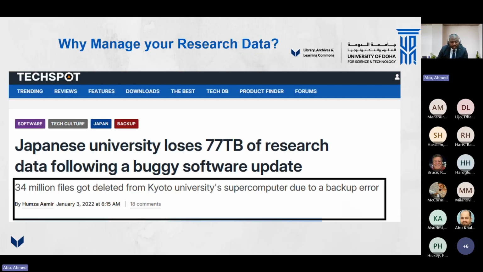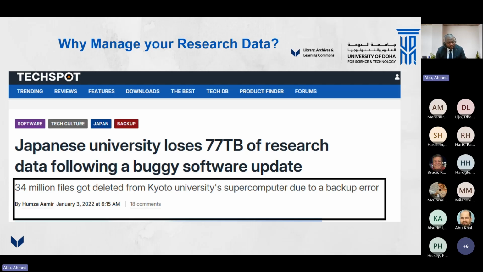You'll be asking, why do I need to share? Why do I need to manage my data? One key reason why you need to manage your data is to avoid the loss of data. An example of a large data set loss incident is that of Kyoto University in Japan. As a result of this, over 34 million files from 14 research groups that were generated within 2 days were lost.